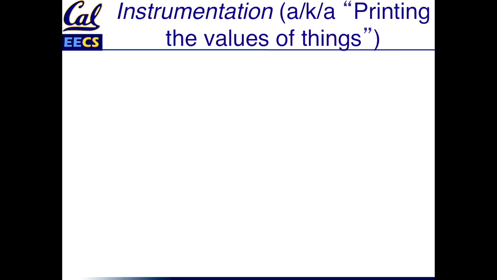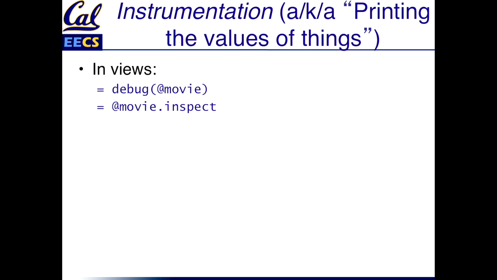So other things that you can do. Instrumentation, which is a fancy word for printing the values of stuff as you collect the data during the time your program is running. As we'll see, you can put limited amounts of code in your views. I know I've told you shouldn't do it, but sometimes when you're debugging, you got to break some eggs.